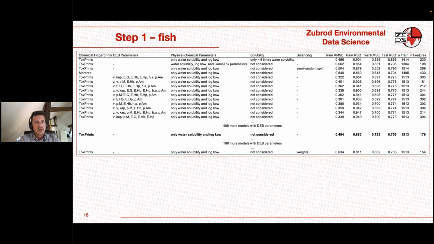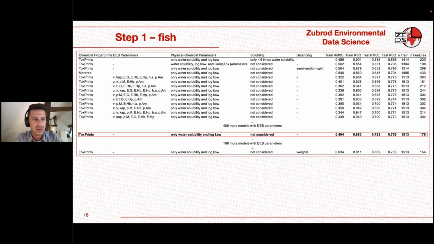Okay, so let's have a look at some results. I'll guide you through these tables. For reference, here in the red rectangle, we can see the results for the baseline model for fish of the first modeling step. So the model having ToxPrints as chemical descriptors, involving the categorical species name variable, and only the two base physical-chemical parameters, water solubility and log KOW.